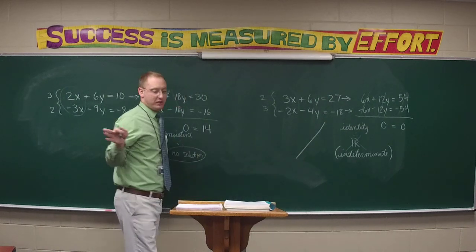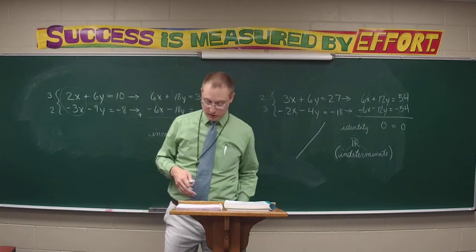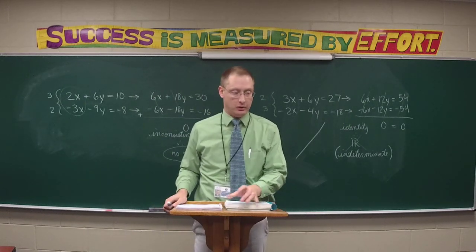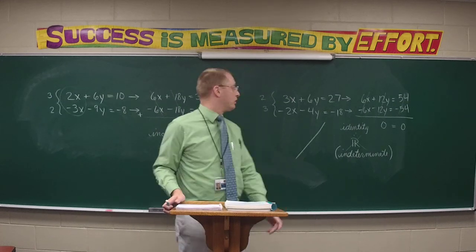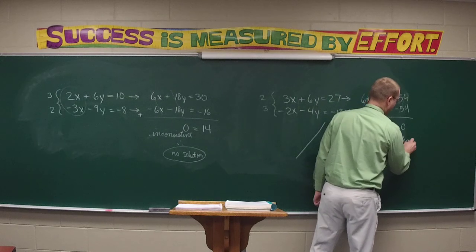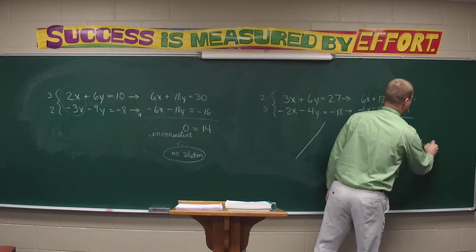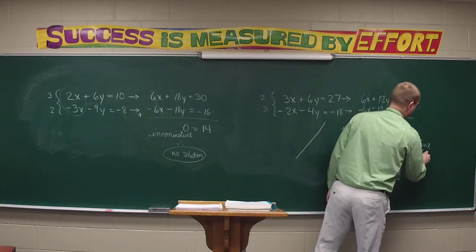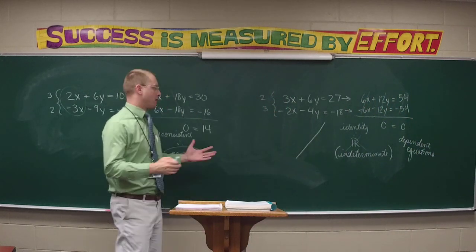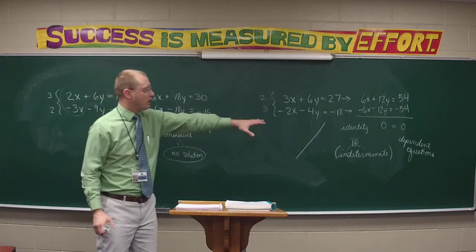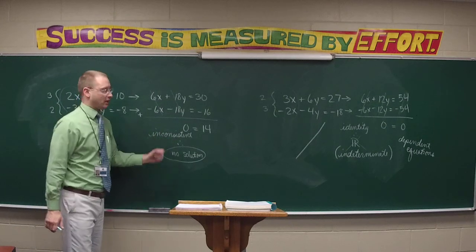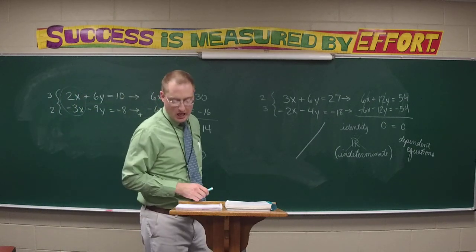So what we're going to do, write this down, for dependent equations with infinite solutions, and again, how will you spot this? You'll get everything to cancel. Literally, 0 equals 0. If everything cancels, you got dependent equations. If only one side cancels, that's your inconsistency, right? But if everything cancels, here's what we're going to do.